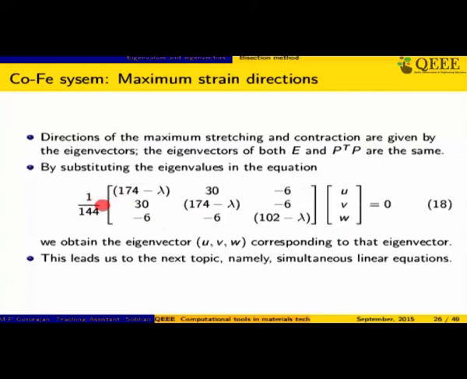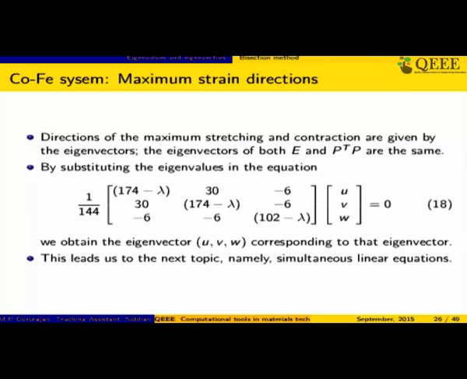So it becomes a set of simultaneous equations, 3 equations in 3 unknowns, which we can then solve and get the eigenvectors. Okay. So obviously, finding eigenvalues is finding zeros. Eigenvectors lead us to the next problem that we want to discuss, namely solving simultaneous linear equations.